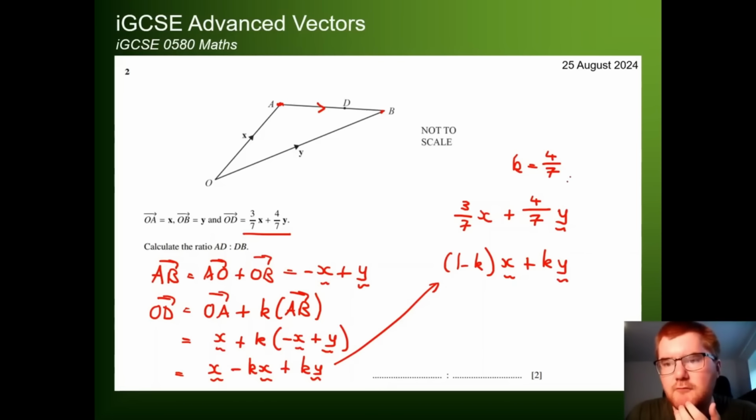So our ratio here, so this is 4, the whole thing needs to total to give us 7. So therefore this needs to be 3, because 4 plus 3 is 7.